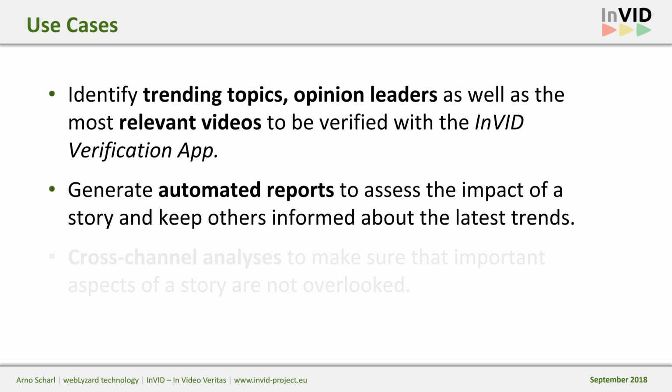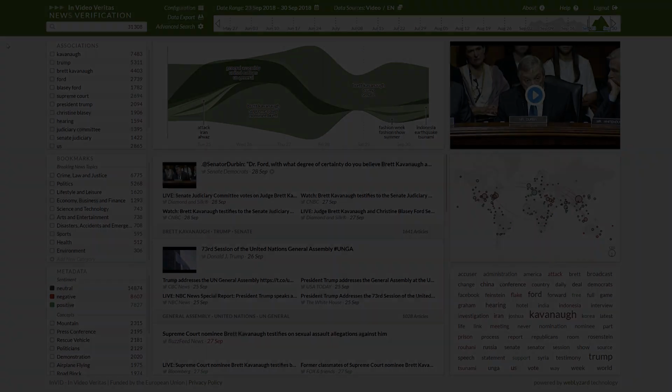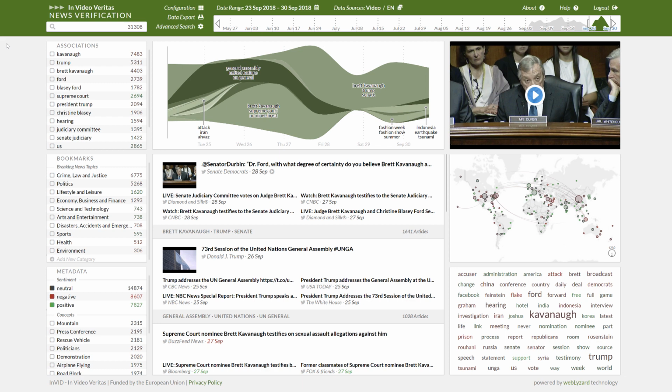The ability of the system to perform real-time analysis across channels makes sure that important aspects of a story are not overlooked. Currently, the system collects user-generated videos from four different platforms: YouTube, Twitter, Vimeo, and Dailymotion. It then uses automated knowledge extraction methods to analyze each of the collected postings and stores the postings together with the extracted metadata for later analysis.